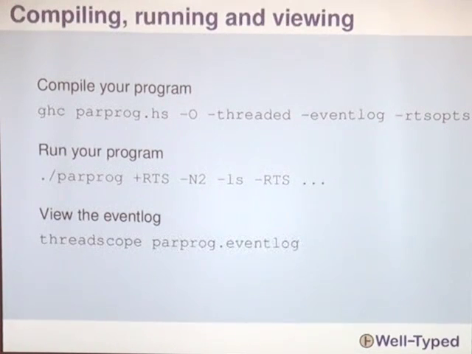So here's how you use it. You compile your program. You've got to specify -threaded because you're going to be running on multiple cores. You specify -eventlog to say link it with the event logging version of the RTS, and -rtsopts, which is just annoying. Then you run your program and you specify -N however many cores you want to run it on, and then -l to say generate an event log. And the -s is to say what kind of events you want to log. I'll come back to that. Then when the program runs and terminates, an event log file is written out. And then you look at that using ThreadScope.